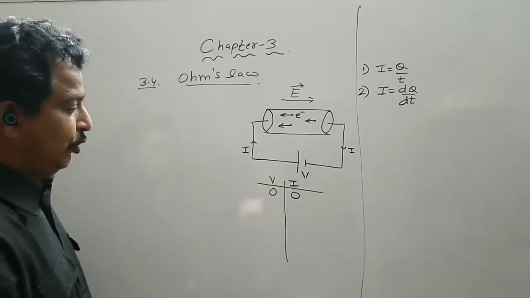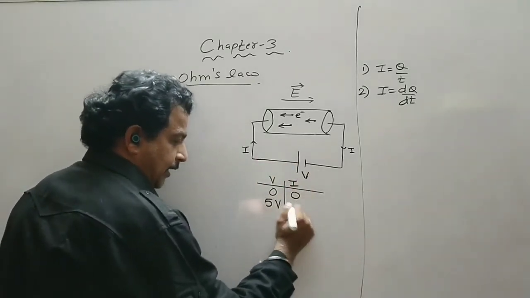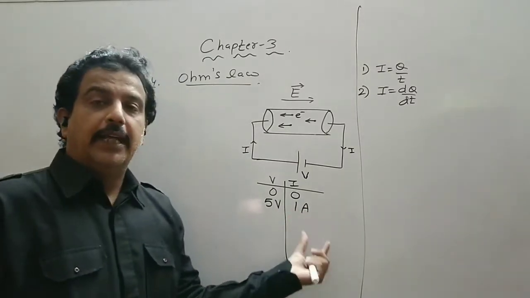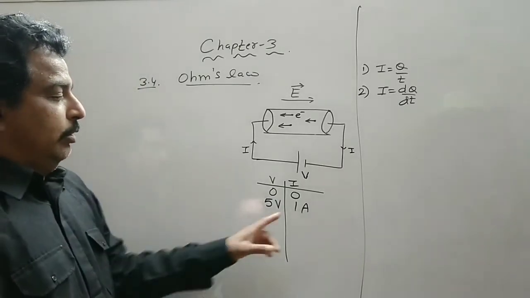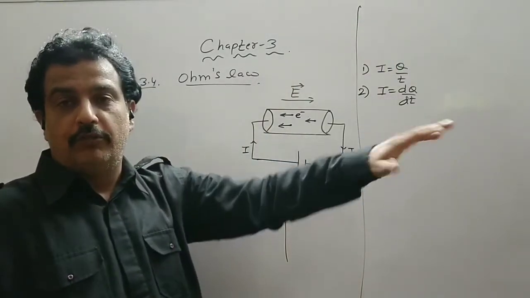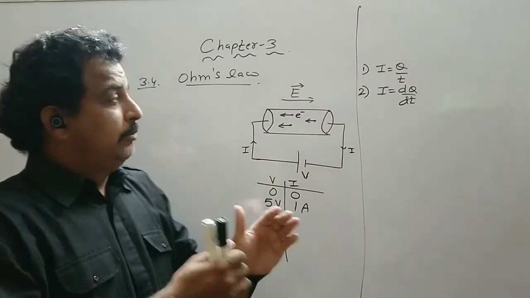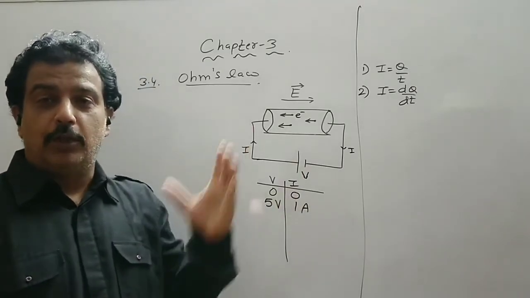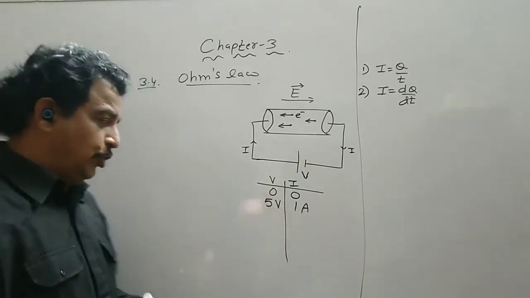That we already know. Now suppose a battery of 5 volt is connected and let the current be 1 ampere. Though you have to remember that 1 ampere is a very large unit, because 1 ampere current flows when 1 coulomb of charge flows through the cross section of a conductor in 1 second. And 1 coulomb consists of a very large number of electrons, about 10 raised to 19 electrons. So ampere is a very large unit.